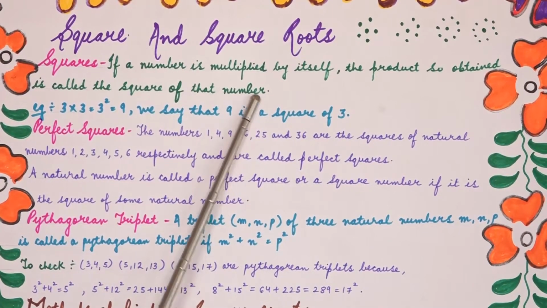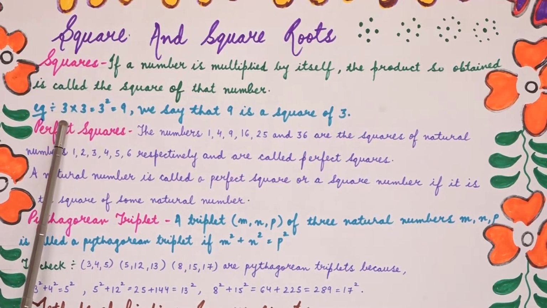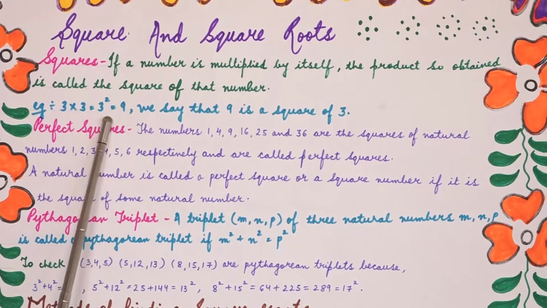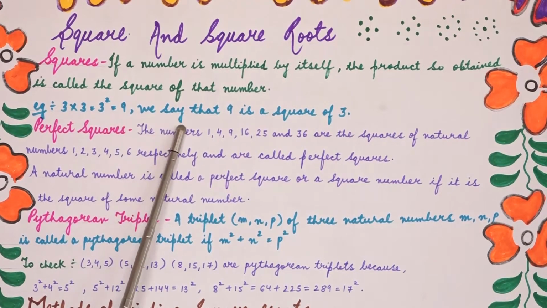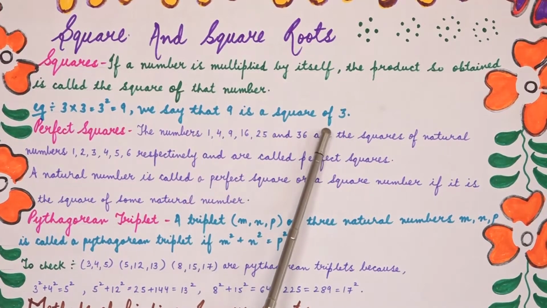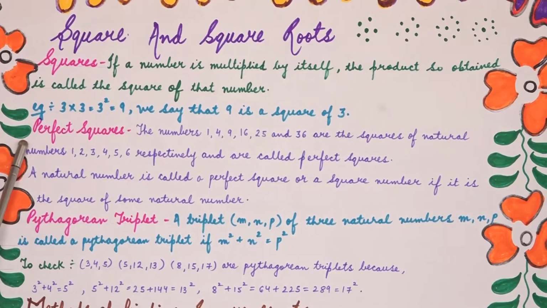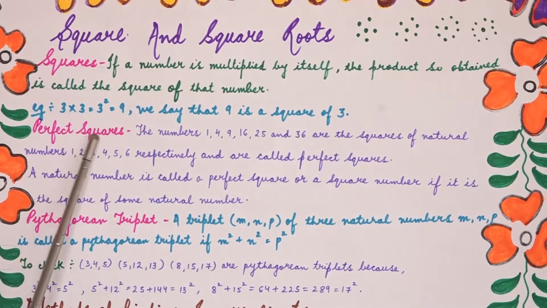Now let us take an example, 3. If we multiply 3 by itself, we get 3 square equal to 9. So we can say that 9 is the square of 3 because 3 and 3 give us 9. Now let us study what are perfect squares.